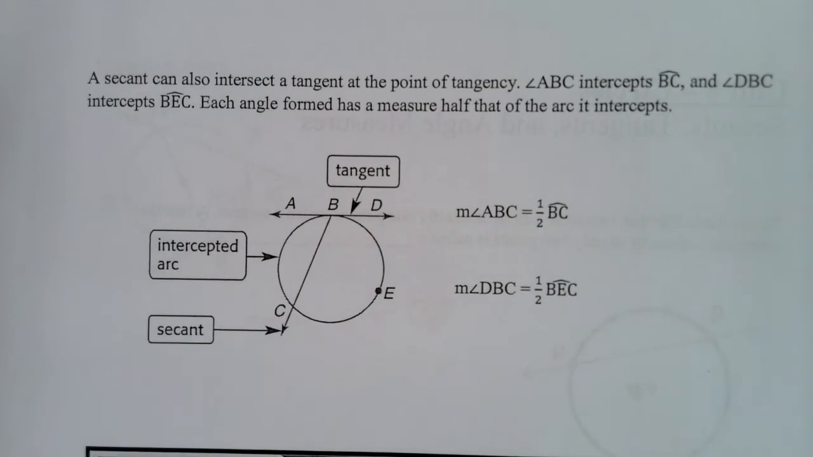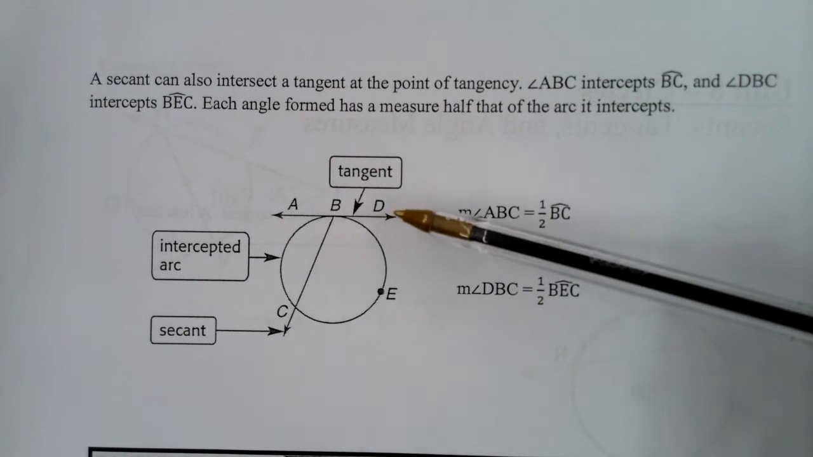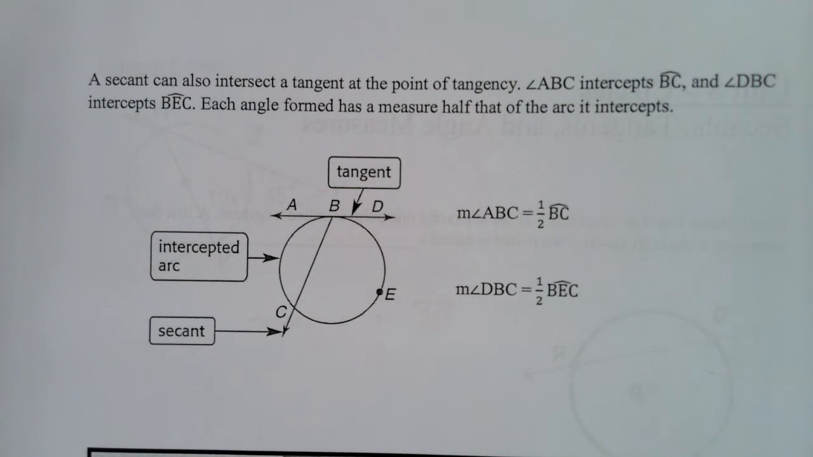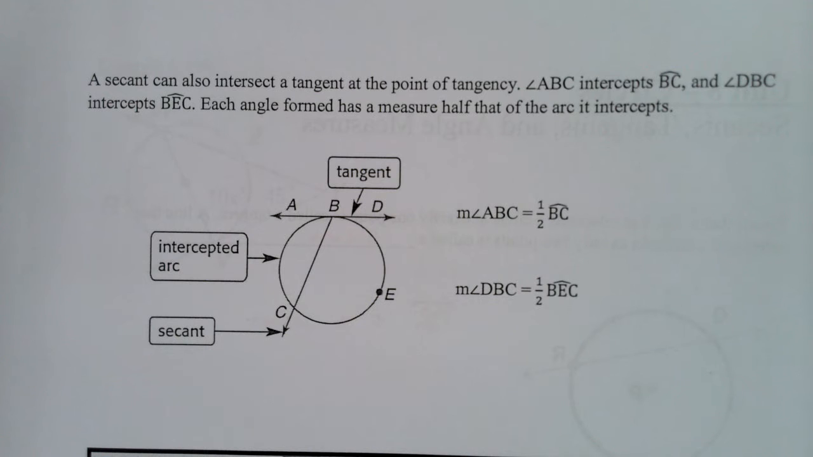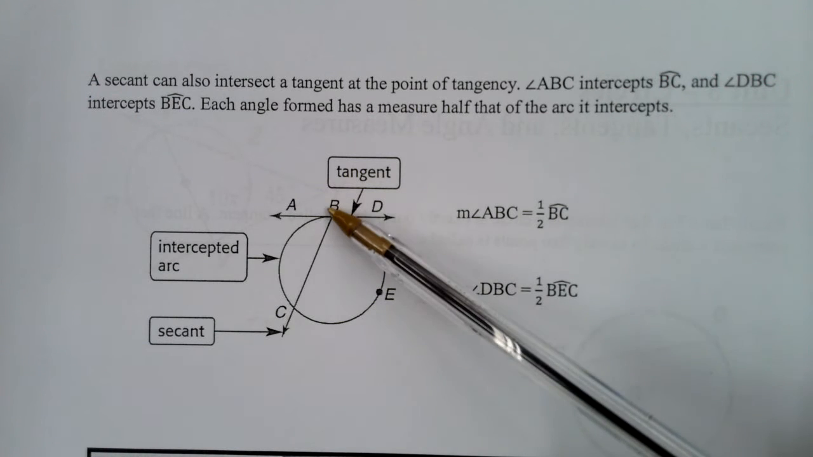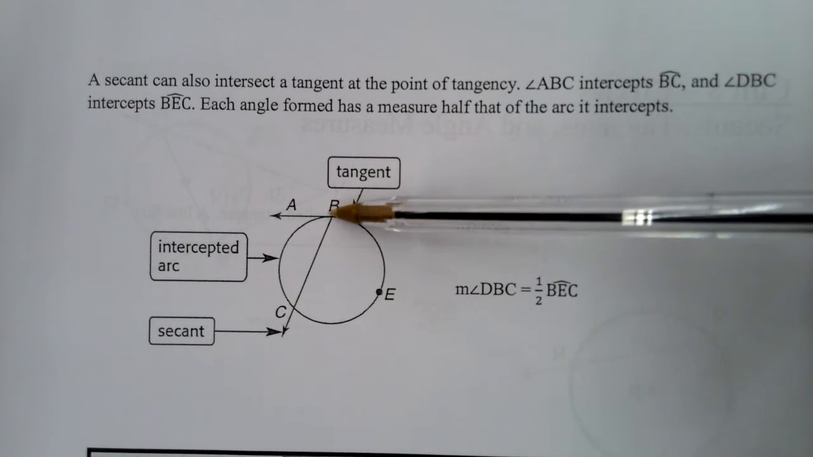Here we go, this next blurb. A secant can also intersect a tangent at the point of tangency. So angle ABC intercepts arc BC in this example, and angle DBC intercepts arc BEC in this diagram. Each angle formed has a measure half that of the arc it intercepts. So the measure of angle ABC in this diagram equals 1/2 the measure of arc BC. And the measure of angle DBC equals 1/2 the measure of arc BEC.